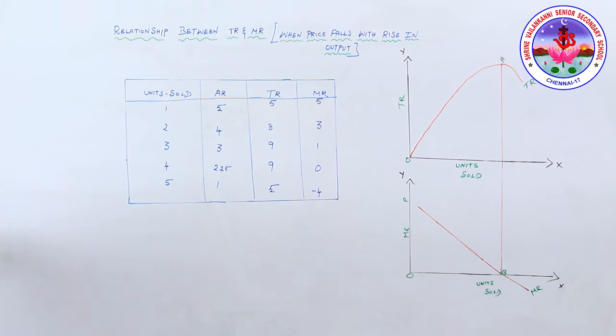Now just look, as long as MR is positive, TR increases. That is, TR rises when MR is positive. When MR is 0, TR is at its maximum point. That is, when TR is maximum, MR is 0. When MR becomes negative, TR starts falling. Or when the TR falls, MR is negative. So this is the relationship between TR and MR.